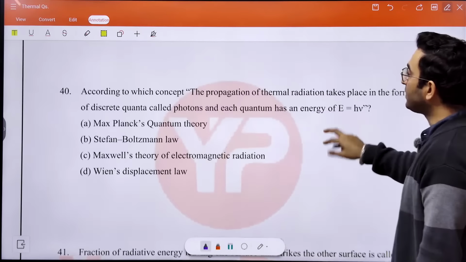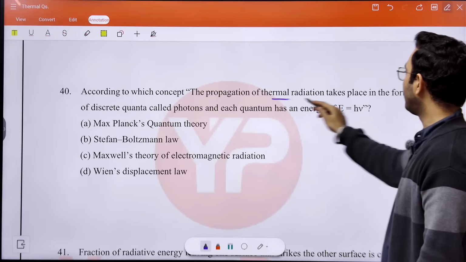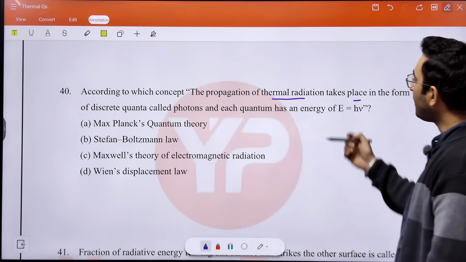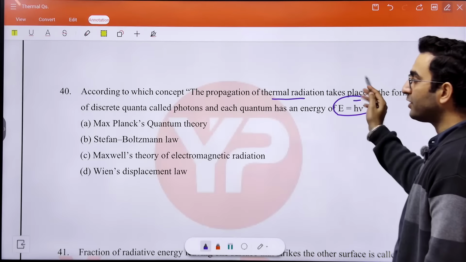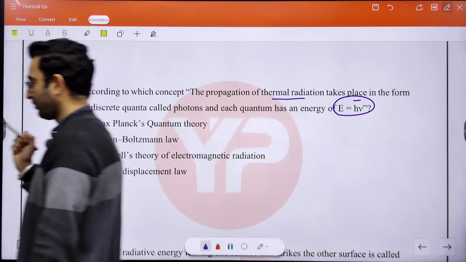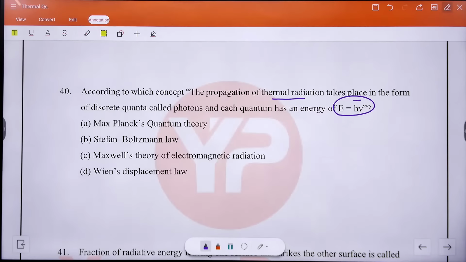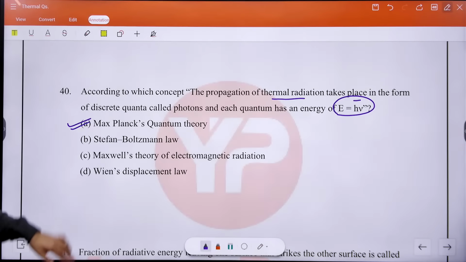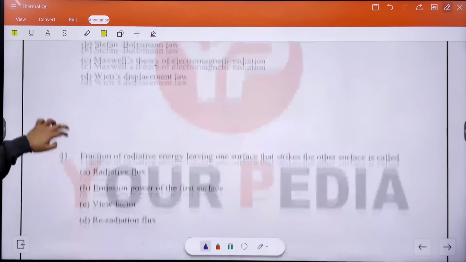According to which concept does the propagation of thermal radiation take place in the form of discrete quanta called photons? Each quanta has an energy of E equal to hv. Yes, what can be the answer? Option number A. Yes, it is the Max Planck quantum theory here. Okay. Next.